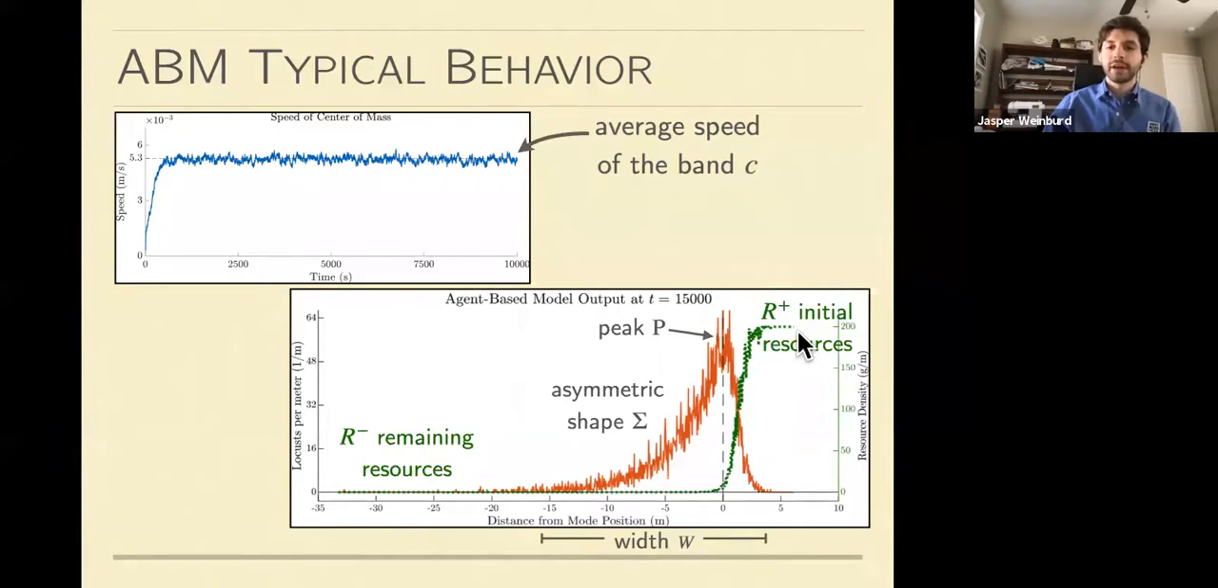And then lastly, besides these different shape parameters, there is also the initial resources, which I'm going to call R+ from now on. And the remaining resources; here it looks like the locusts have essentially eaten everything.